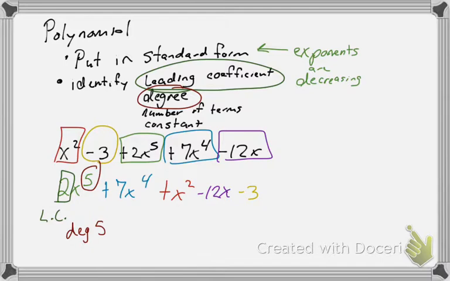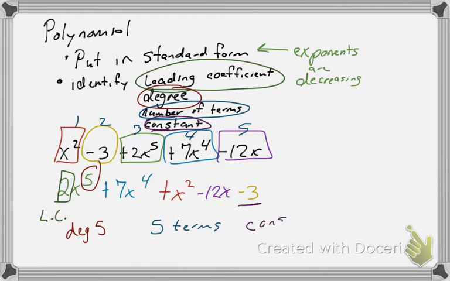Next thing it said was to find the number of terms here. Number of terms, how many parts are there in this equation? Well, we can see 1, 2, 3, 4, 5 terms here. So there are literally 5 terms. That's it. And the last thing we have is the constant, the term with no x. The term with no x is negative 3. And that's all you really got to do.